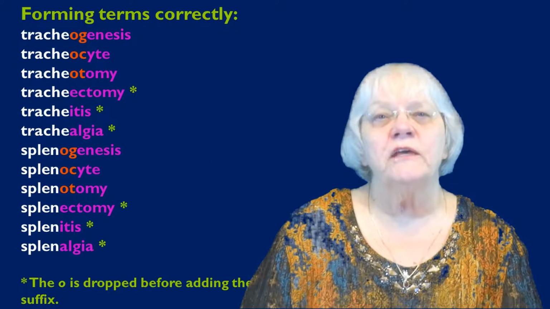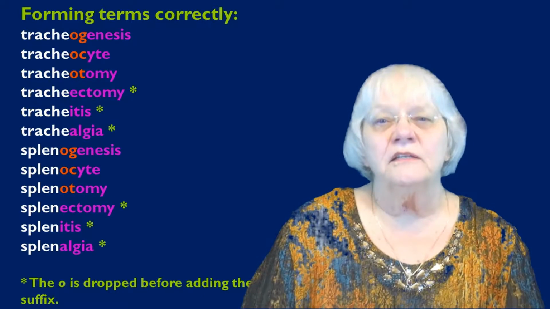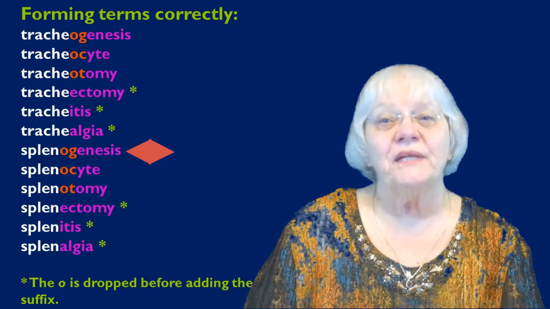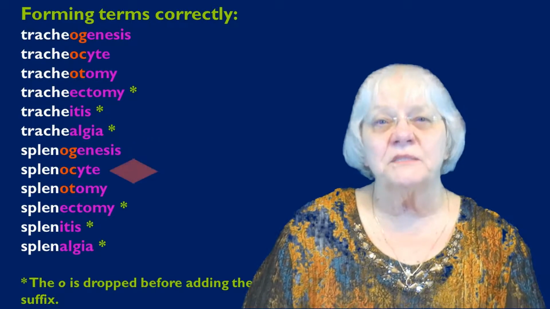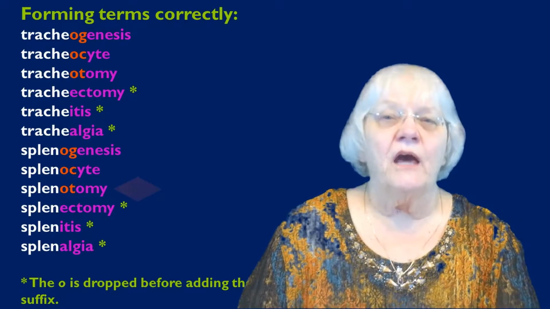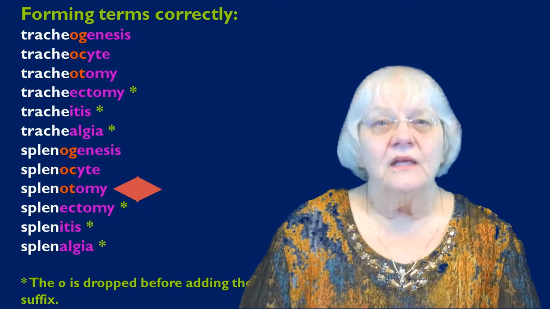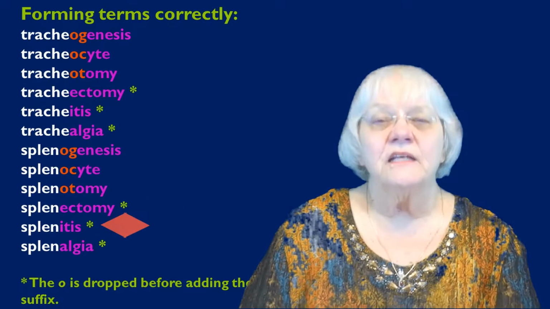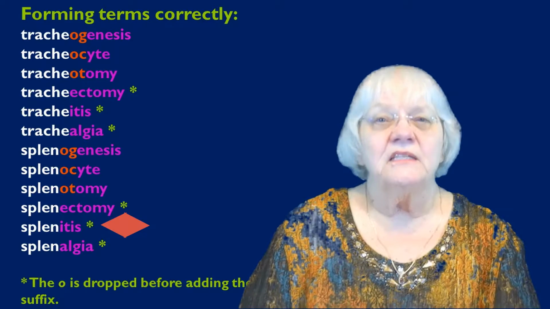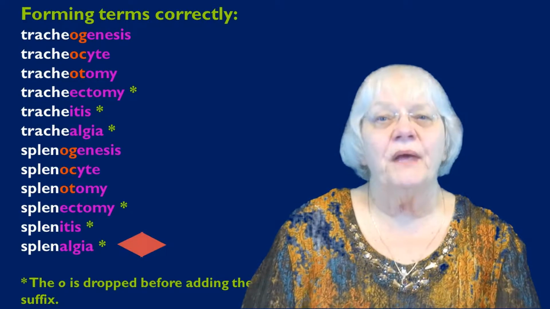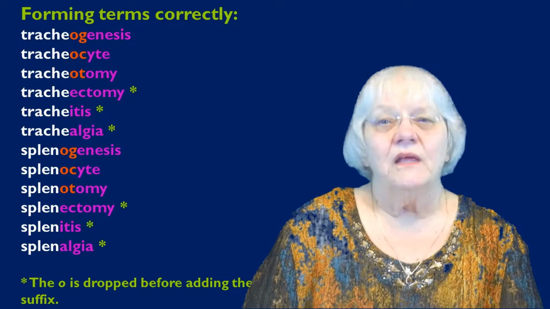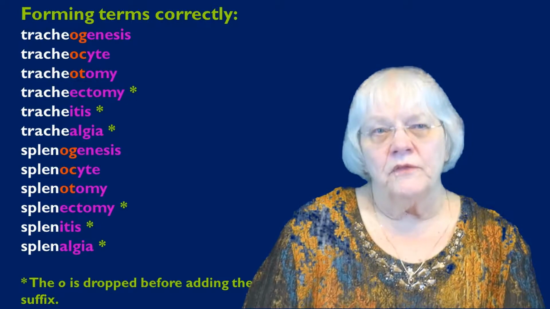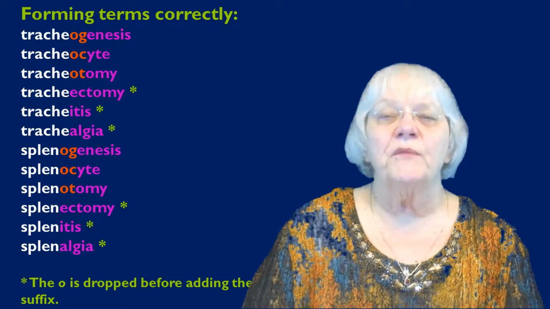The ones with trachea were on the previous slide. Look at the ones with the spleen. Splenogenesis would be formation of the spleen. Splenocyte, a spleen cell. Splenotomy, to cut into the spleen. Splenectomy, to remove the spleen. Splenitis, inflammation of the spleen. Splenalgia would be spleen pain, pain coming from the spleen. So again, we had maybe 5 or 6 that the O is dropped, and for the rest of them, the O has remained.